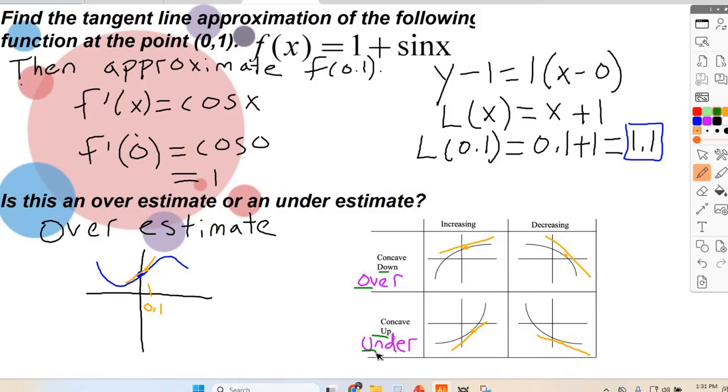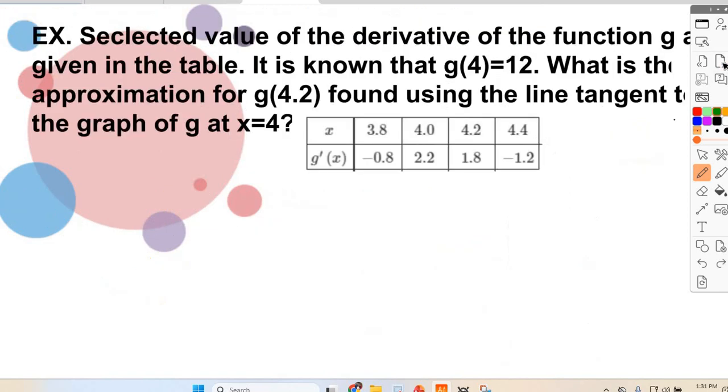Alright. Questions with that? So that was given a function. We can also do this given a table. Again, we have to become friends with the table. Become one with the table, right? Our table questions are really, really easy, okay? They should be give me points. Basically, they give you all the information that you need.